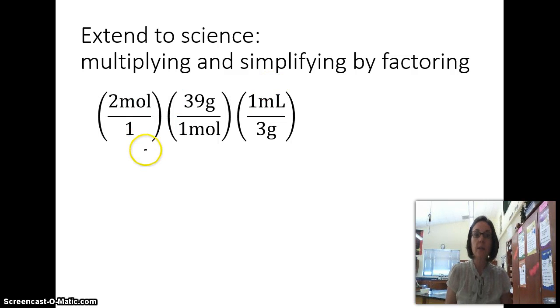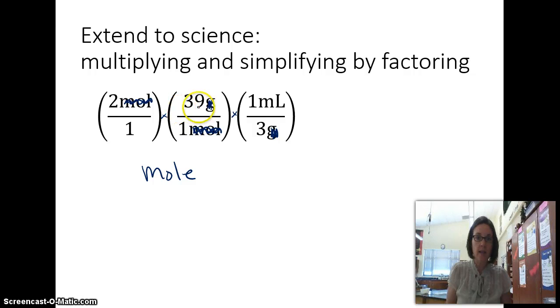Let's try one that's a little bit more complicated, where I've got 3 sets of parentheses being multiplied together. These will make one big numerator and one big denominator. And if I look across the top and look for things that match across the bottom, I see mol and mol, which is the abbreviation for a chemistry term, which is a mole. Well, I see a mole here and a mole underneath that could divide out and become 1. I also see some grams here and some grams here that could divide out and become 1.